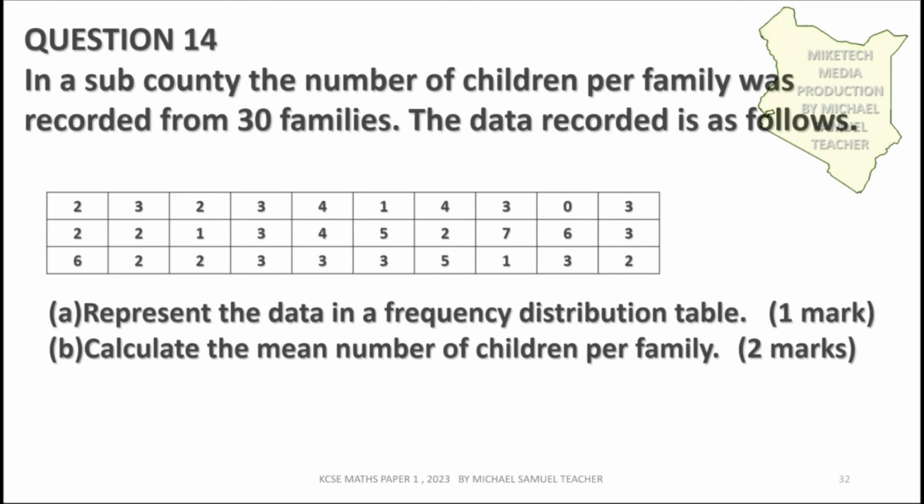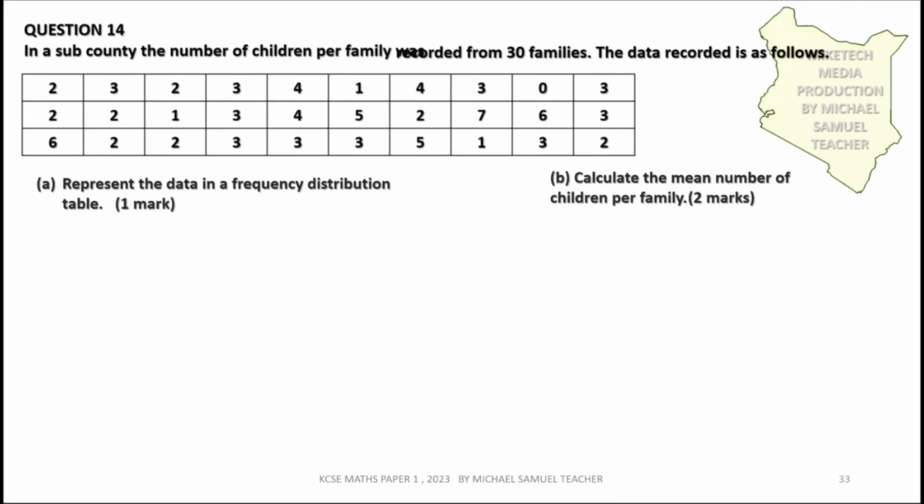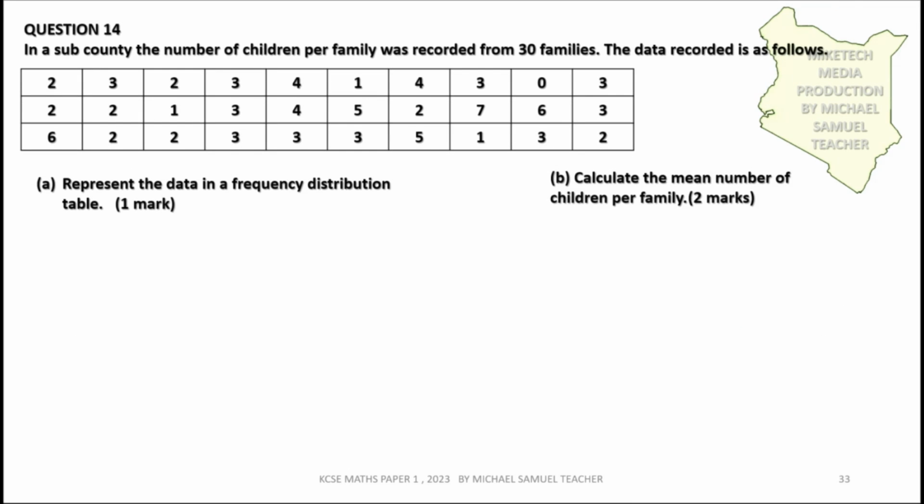Next, question 14. In a sub-county, the number of children per family was recorded from 30 families. The data recorded is as follows. So this is the data recorded. In part A, we represent the data in a frequency distribution table, and also calculate the mean number of children per family. So, we represent the data in a frequency distribution table.